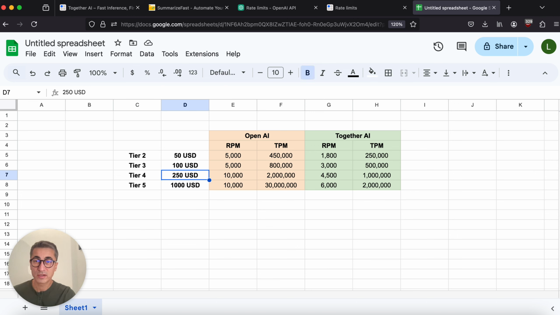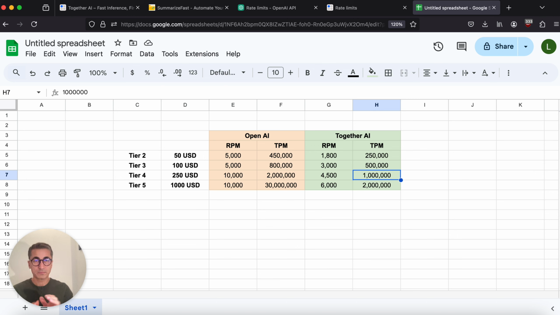If I spend $250, then I become a tier 4 customer in both systems. But my request per minute limitation becomes 10,000 and my token per minute limitation becomes 2 million. And in the case of TogetherAI, my request per minute limitation remains at 4,500 and my tokens per minute limitation is still at 1 million, only 50% of what I get at OpenAI. Yes, TogetherAI is cheaper, but their rate limitations are much smaller.